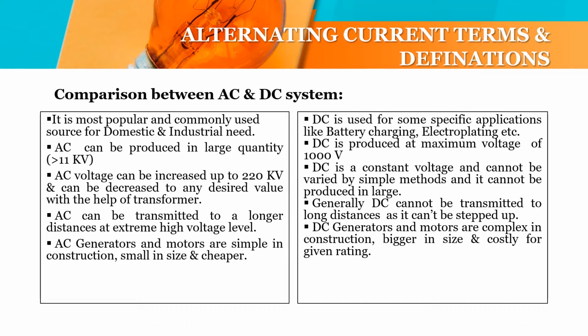DC is produced at maximum voltage of 1000 volt. DC is a constant voltage and cannot be varied by simple methods, and it cannot be produced in large quantity. Generally, DC cannot be transmitted to long distances as it cannot be stepped up. DC generators and motors are complex in construction, bigger in size, and costly for given rating.